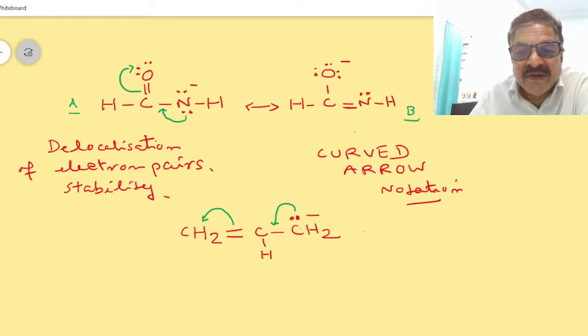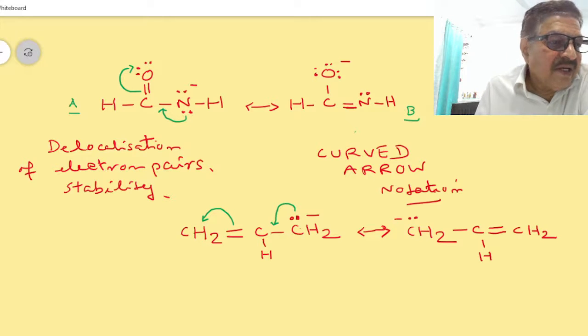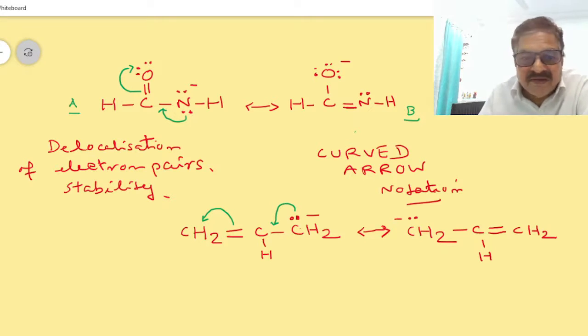So what will be the nature of the other structure? There is a double-headed arrow here, and the curved arrows. So CH2 will now carry a minus charge because the electron pair has migrated, then CH, then a double bond over here. Correct? This is one way of showing these electron pair migrations, these electron movements.